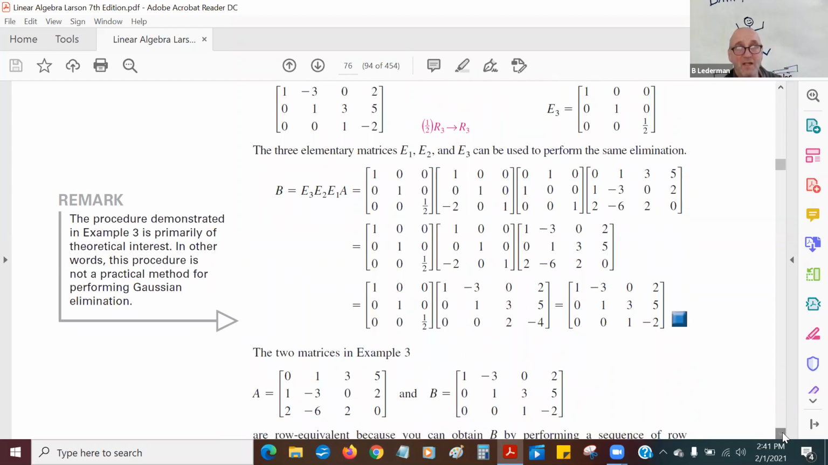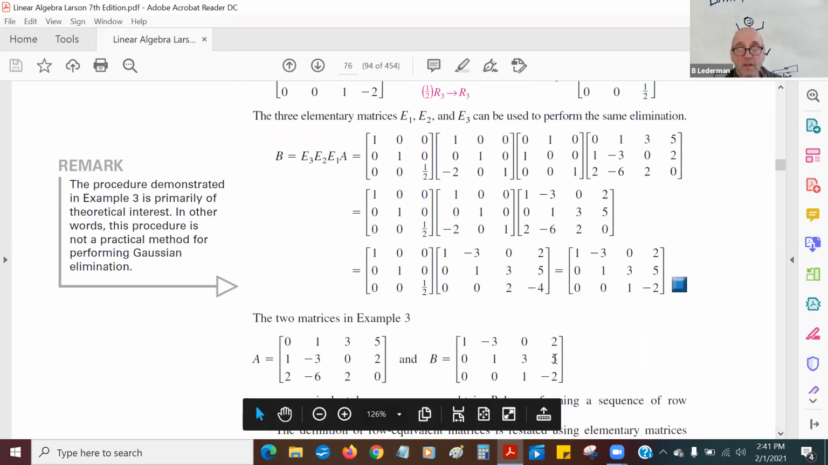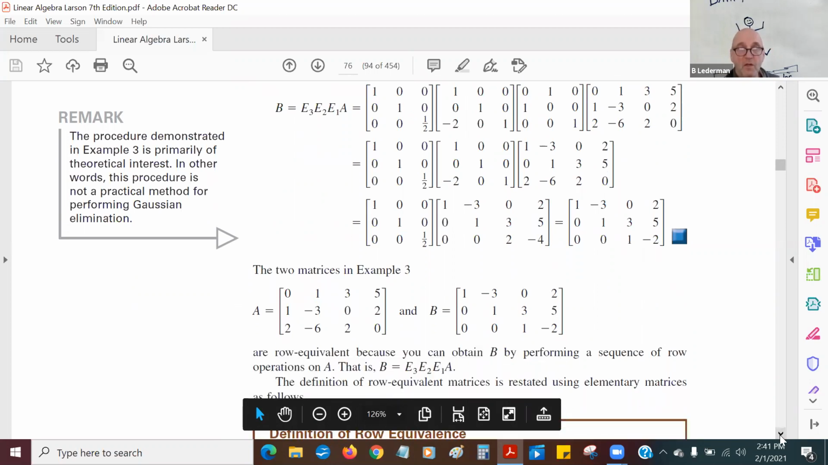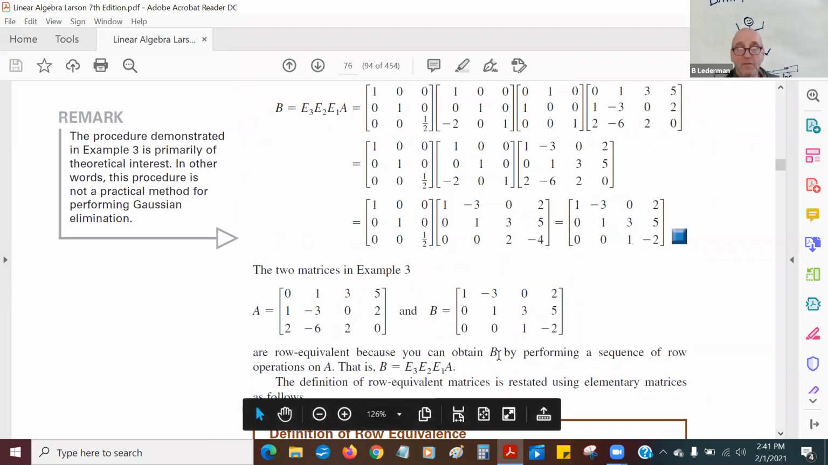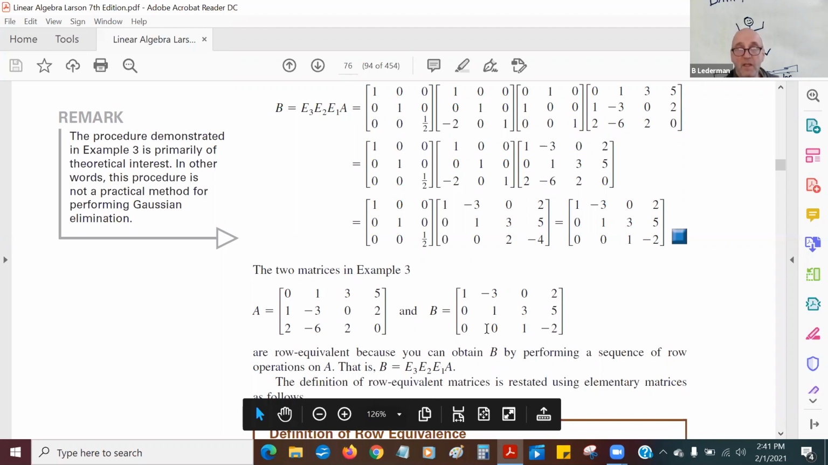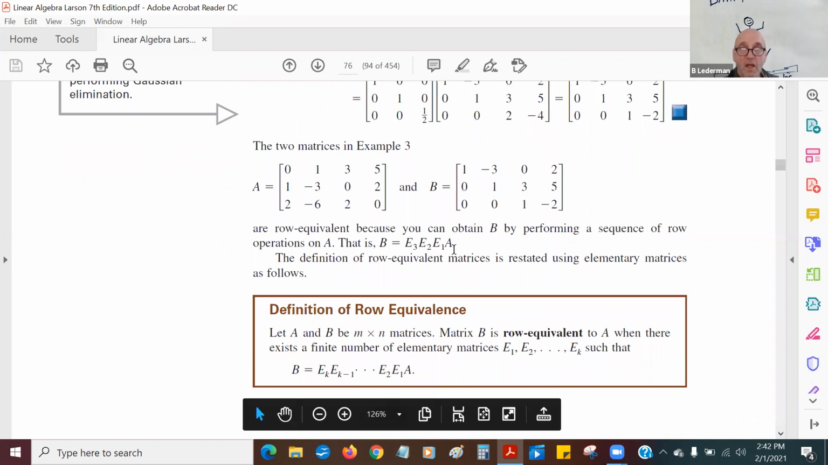Now, the two matrices that I had in example 3, this is matrix A, and that's matrix B. So since I got from one matrix to the other matrix by doing elementary row operations, we say that they're row equivalent. Since I can obtain matrix B by performing a sequence of row operations on A, then we call these two matrices row equivalent. And B, matrix B, as we said, is equal to E3 times E2 times E1 times A.